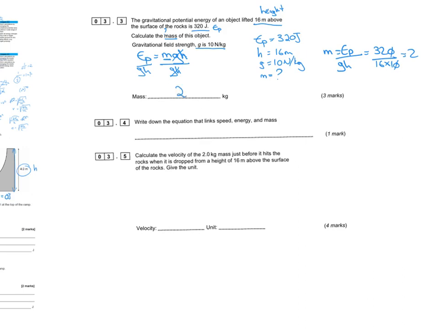The next part says, write down the equation that links speed, energy, and mass. Again, you should know that energy is linked to speed. You can see that this equation doesn't have speed in there. Elastic potential energy doesn't have speed in it. So you should be able to straight away realize that that's the kinetic energy. Now remember, if you write symbols, then you have to name what each symbol stands for. So you might as well just write the whole thing together.